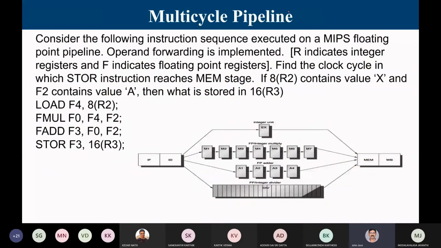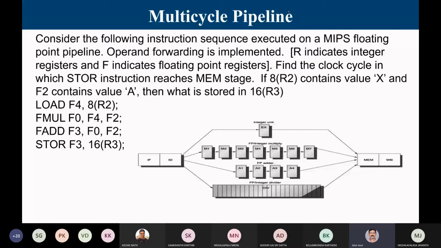The next question is: consider the following instruction sequence executed on a MIPS floating point pipeline. Operand forwarding is permitted. R indicates integer register and F indicates floating point register. Find the clock cycle in which the store instruction reaches the mem stage. If 8 of R2 contains value X and F2 contains the value A, then what is stored in 16 of R3? That is the question.